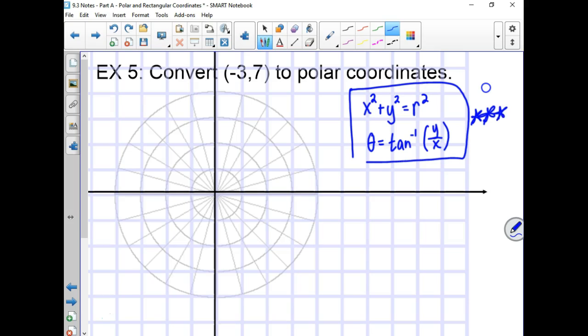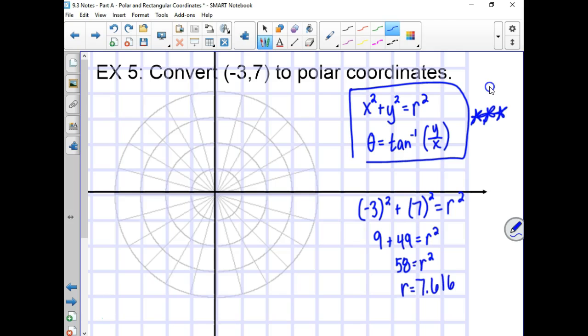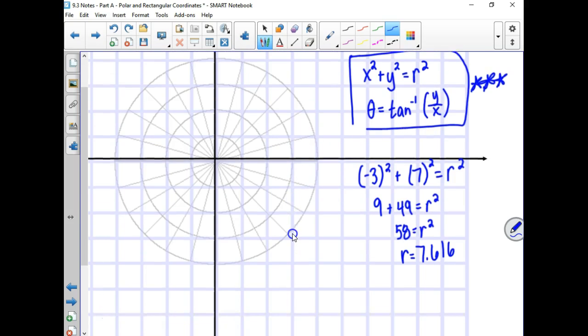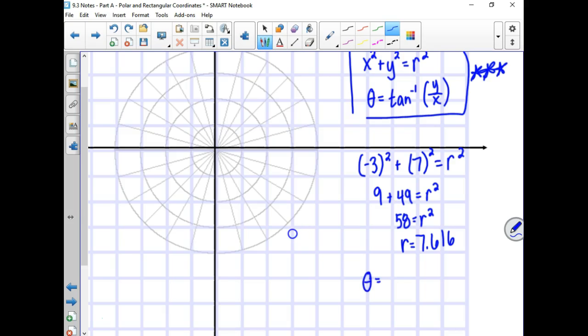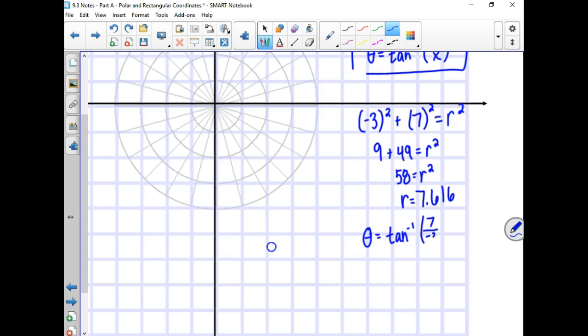Right. So if we just use the formulas here, let's try just using the formulas and then we'll graph it to see if it looks right. We've got negative 3 squared plus 7 squared equals r squared. So that's going to give us 9 plus 49 equals r squared. So we get 58 equals our r squared, and our square root of 58, 7.616. Okay, and then our theta would be tangent inverse of y over x, which our y was 7, our x was negative 3.